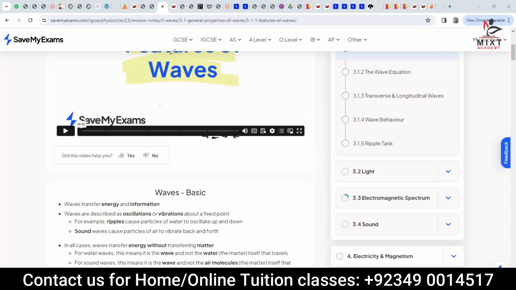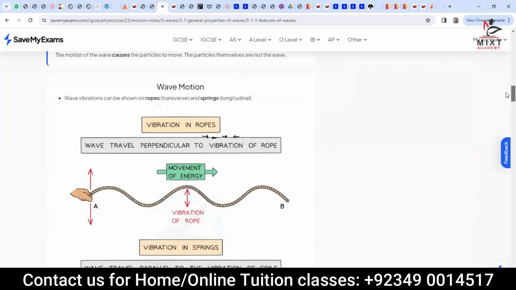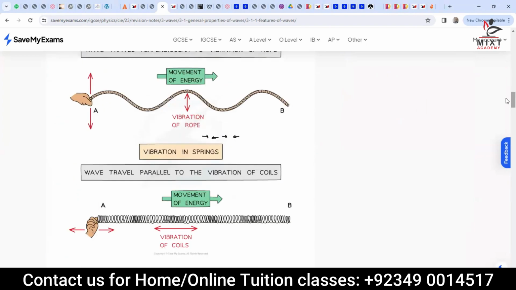One is called transverse waves, and the other is called longitudinal waves. Yamuna, can you please tell me, out of these two waves, which one is the transverse wave and which one is the longitudinal wave? Yamuna? Yes. The one below is longitudinal. I don't know how to say it, and the one above is transversal.